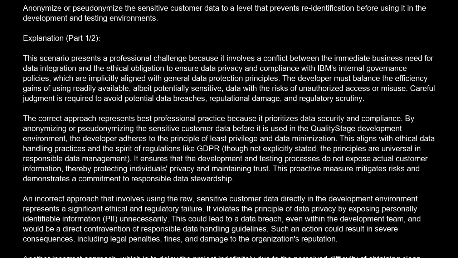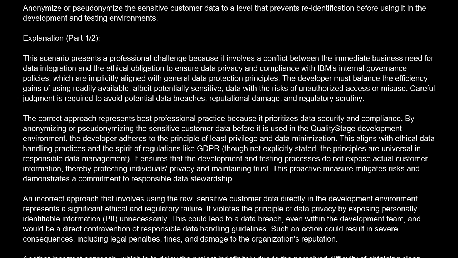The developer must balance the efficiency gains of using readily available, albeit potentially sensitive, data with the risks of unauthorized access or misuse. Careful judgment is required to avoid potential data breaches, reputational damage, and regulatory scrutiny. The correct approach represents best professional practice because it prioritizes data security and compliance. By anonymizing or pseudonymizing the sensitive customer data before it is used in the QualityStage development environment, the developer adheres to the principle of least privilege and data minimization.